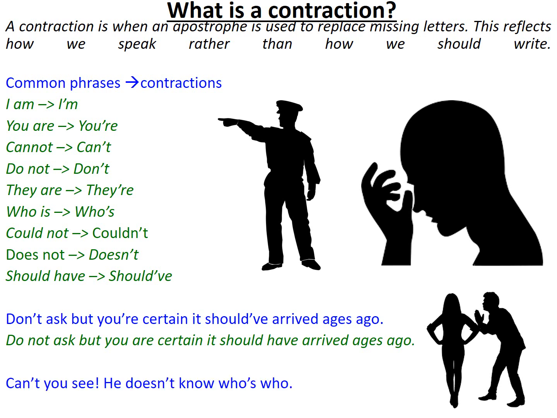Let's try another one. Can't you see? He doesn't know who's who. Now, in this case, it'd be even more confusing, actually, if I didn't use contractions. Cannot you see? He does not know who is who. So contractions are simultaneously speedier to read or mirror our speech, but they also are time-saving in general.